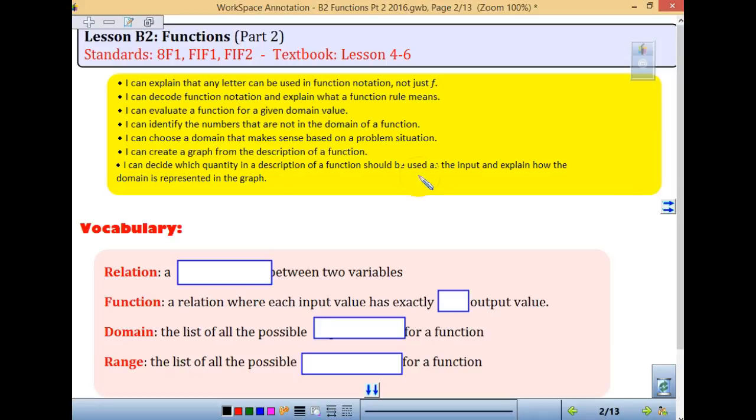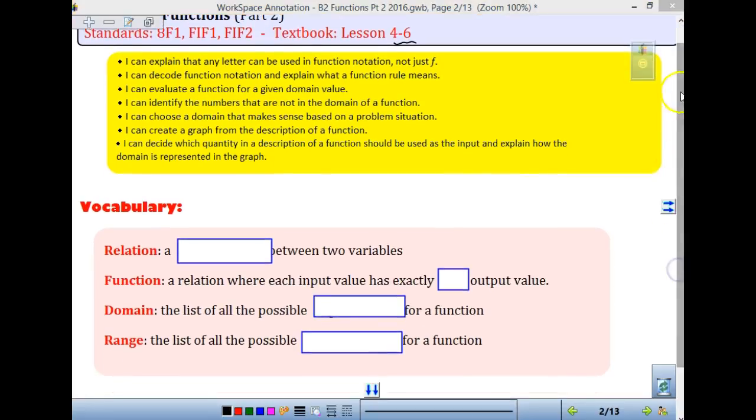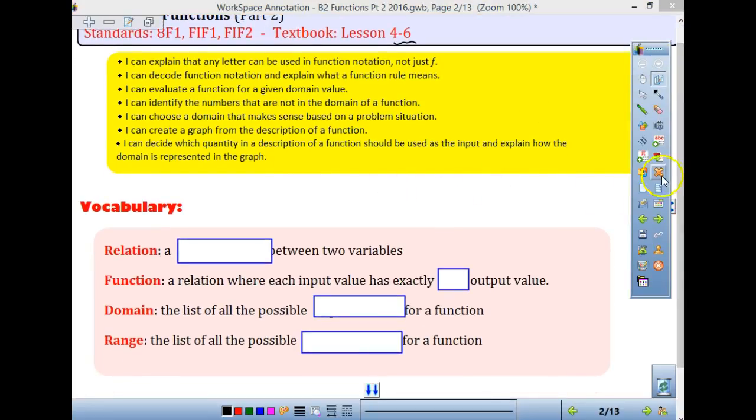As you look at lesson B2 in your notes, in your textbook this is really lesson 4-6. It's saying that you can explain the function notation, not just the f. You can decode the notation and explain what the rule means. You can evaluate it for a given domain, where you can continue talking about domain, and you can identify if the numbers are in the domain of the function. You can choose a domain that makes sense for that situation. You're going to be asked to create a graph and then determine the description and explain how the domain is represented in that situation.